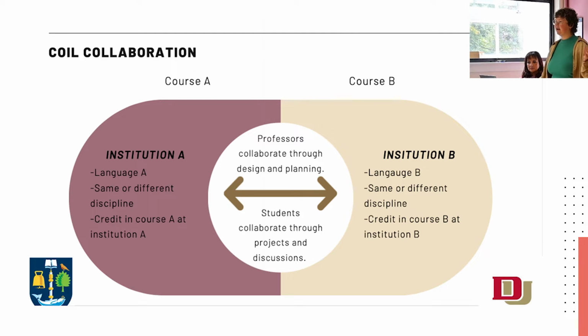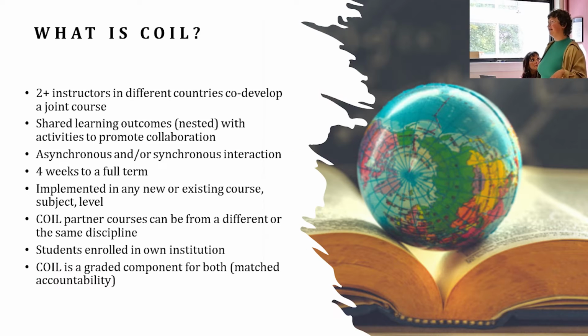Got a few bullet points here just to reiterate what that is. So there's two, could be more, but we see two instructors in different countries develop a course together. They have some form of shared learning outcomes with activities that align to those learning outcomes that specifically promote collaboration. This can be done in an asynchronous or a synchronous format or a combination of the two. We have a lot of great examples of both modalities working just well in COIL.